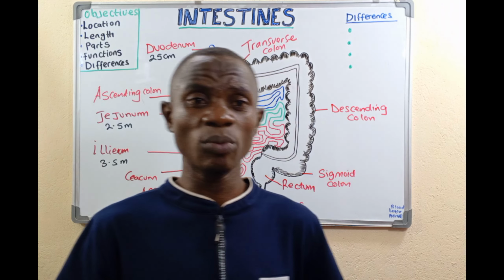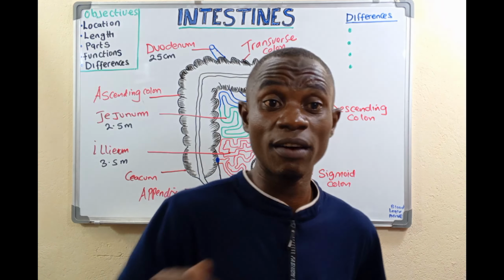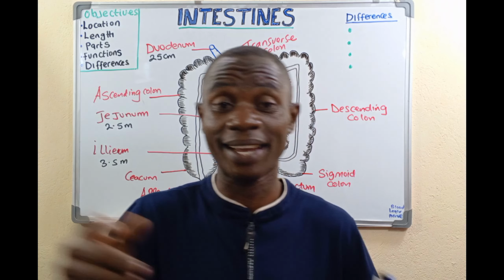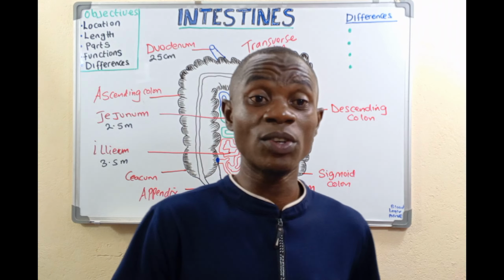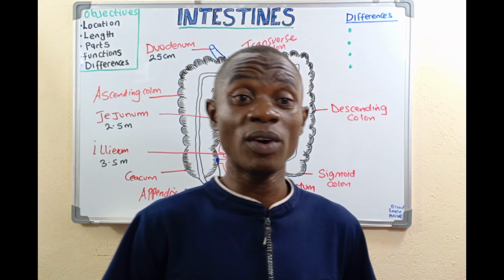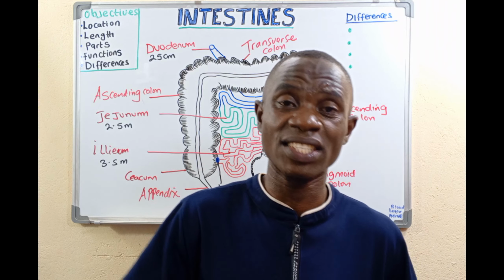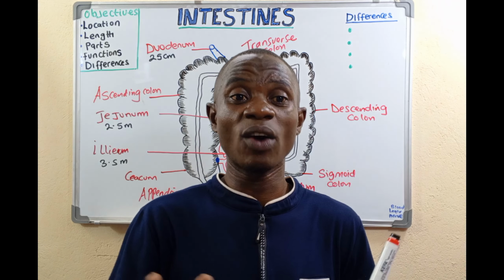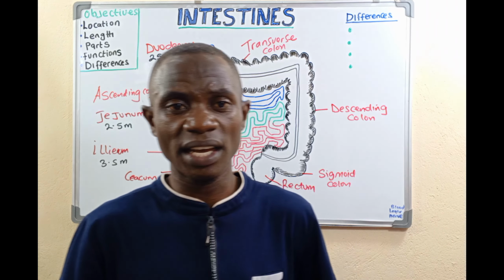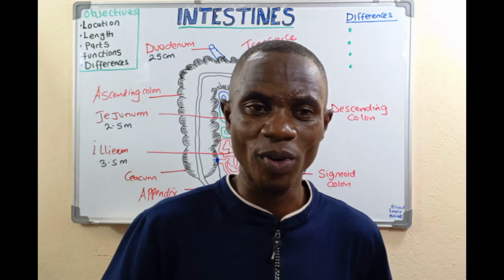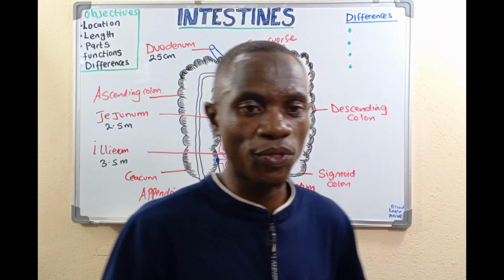We realize that we have the circular folds, which we call the plica circularis. We also have the villi. We also have the microvilli, which are on the apical surface of the enterocytes. All of these together increase the surface area for absorption of the nutrients. They are such beautiful things, okay?